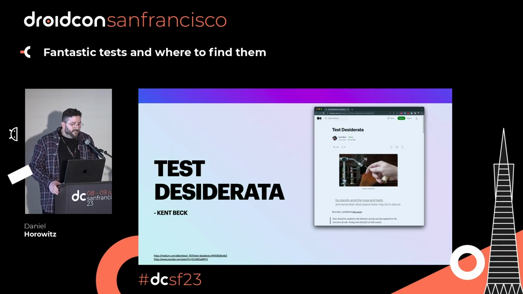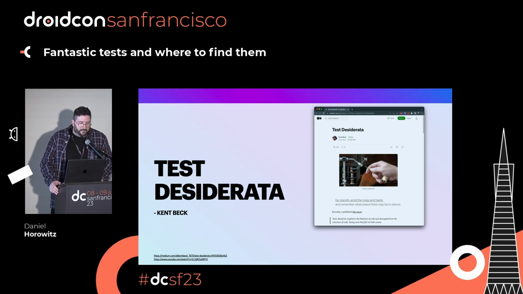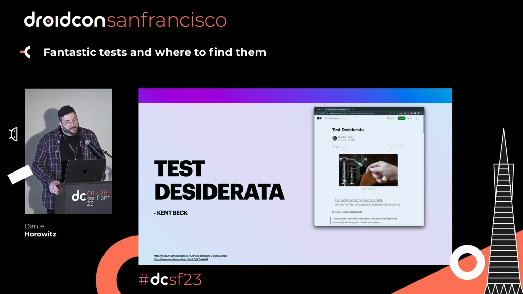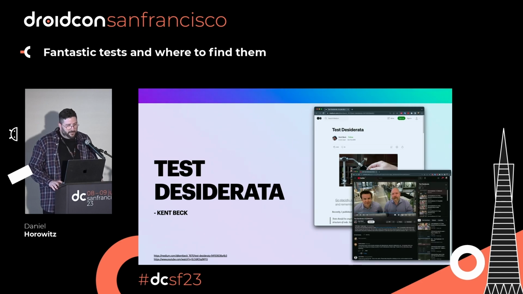And then there's this other article from Kent Beck called Test Desiderata, which is an article explaining 12 test properties, but he also has a cool playlist on YouTube with examples as well, so I really recommend checking this out. You have the link there on the slides.